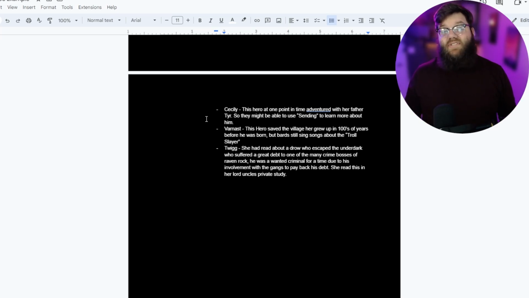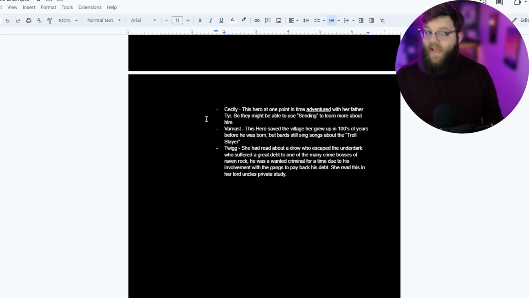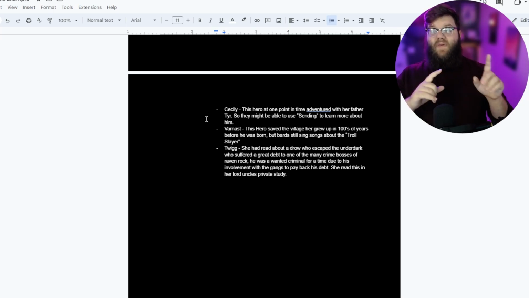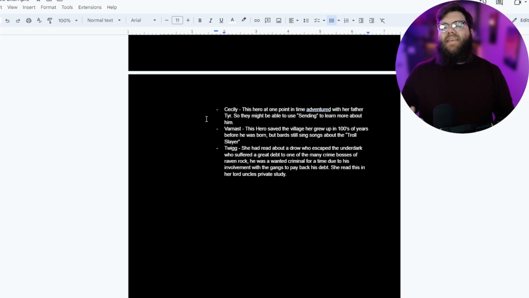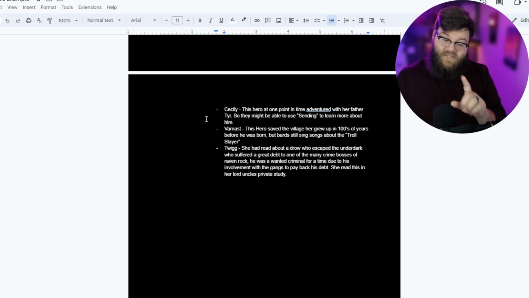But bards still sing songs about the troll slayer to this day. And then finally we have Twig. She actually read about a drow who had escaped the Underdark but suffered a great debt to one of the many crime bosses of Raven Rock. So he was a wanted criminal for a time due to his involvement with the gangs in order to be able to pay back the debt that he accumulated. And she read this in her Lord Uncle's study when she wasn't supposed to.